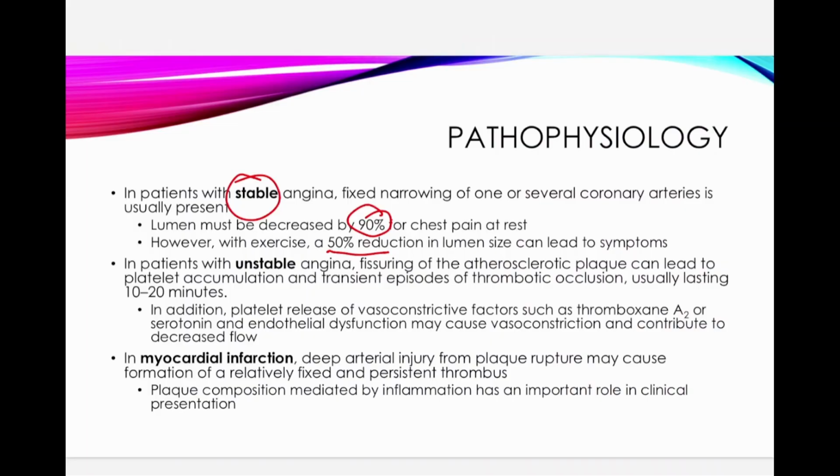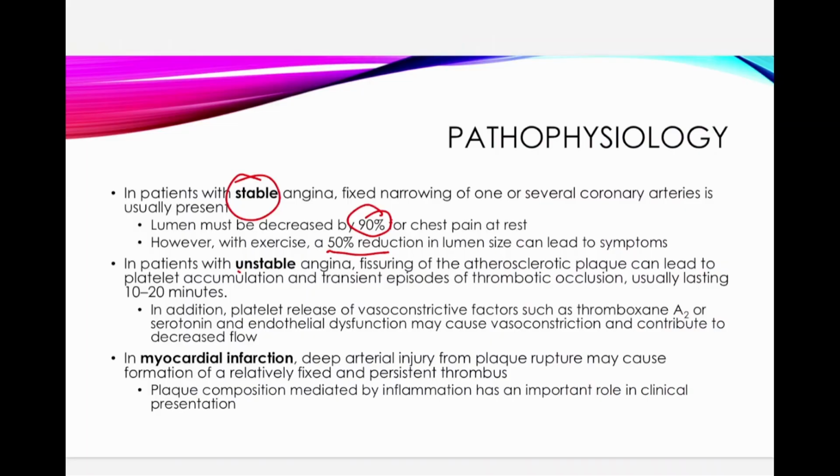But if they have 50% and they're getting chest pain on a stress test, it's a very high likelihood that they have coronary artery disease. And now you have to go into the next step, which is a cardiac catheterization to actually see what's going on with the coronary arteries. So stable angina, 50% reduction in lumen in exercise will produce chest pain. That's why with exertional chest pain, it happens whenever they exert themselves to a certain intensity.